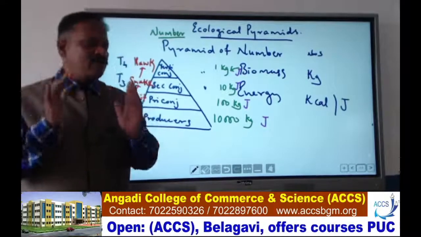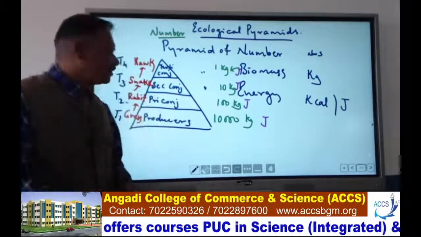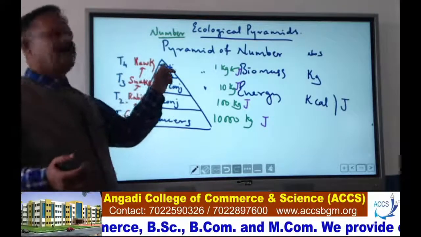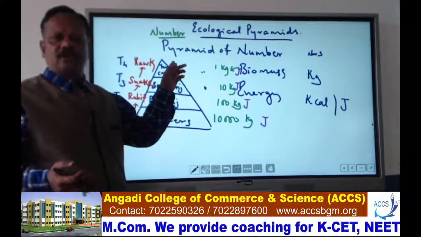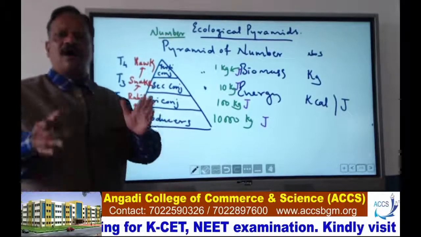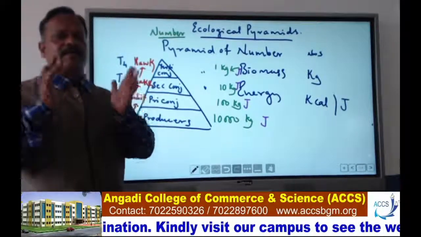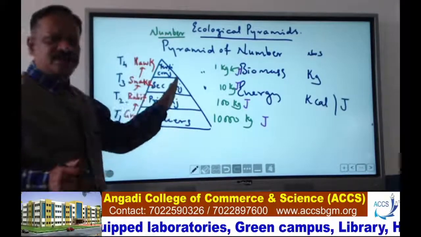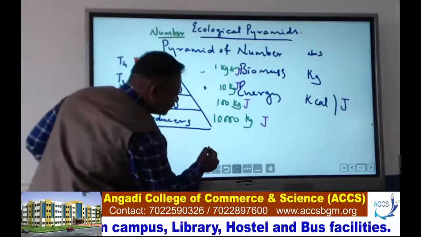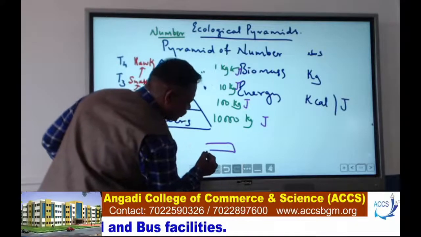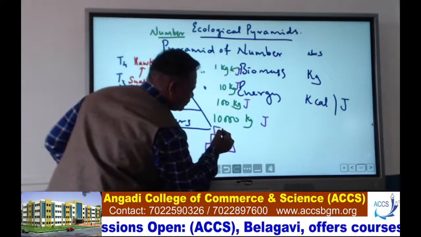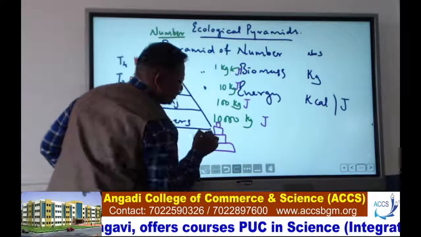Why did we select only a pyramid? It is only because producers are always more in number than the larger carnivores, and larger carnivores are always less in number. Because of that, we select a pyramid. Instead of showing it as a triangle, you may use such a diagram also, with first level, second level, third level and fourth level.